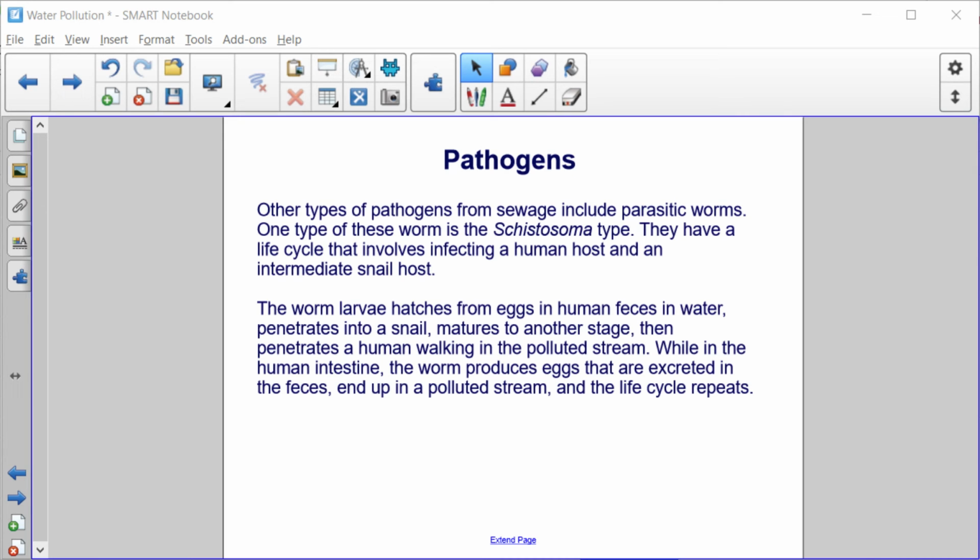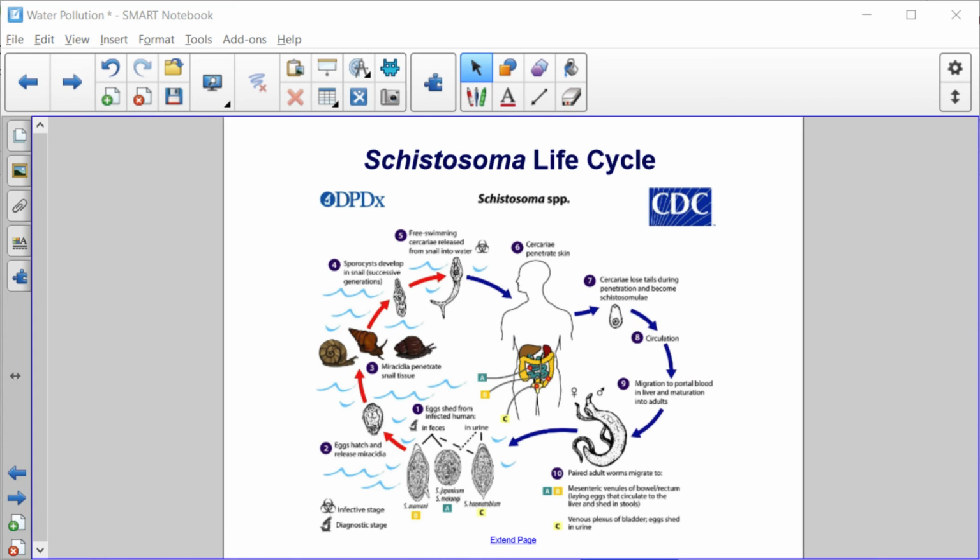While in the human intestine, the worm produces eggs that are excreted in the feces, end up in a polluted stream, and the life cycle repeats. You can see the life cycle diagram for this from the US CDC, beginning here with the eggs shed from infected humans in feces and urine waste products, where those eggs hatch, penetrate the small tissue of these snails, and continues around. It infects these hosts.